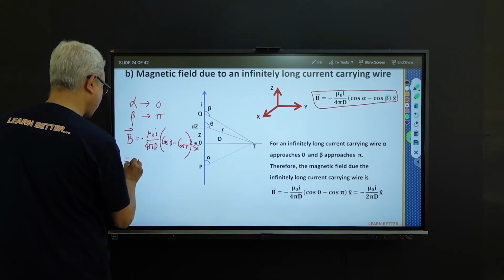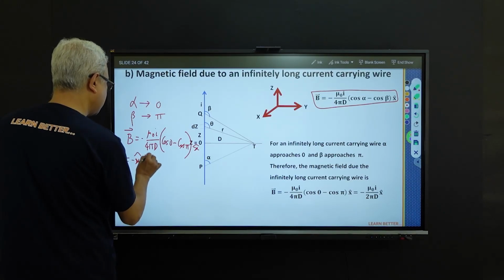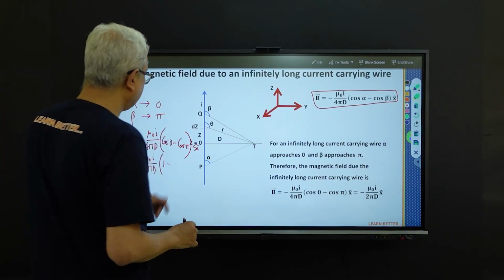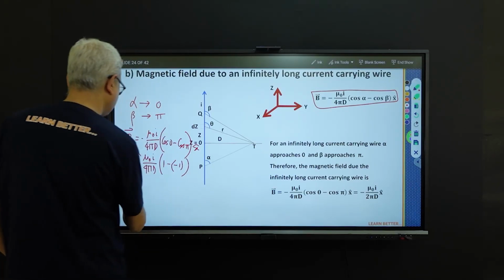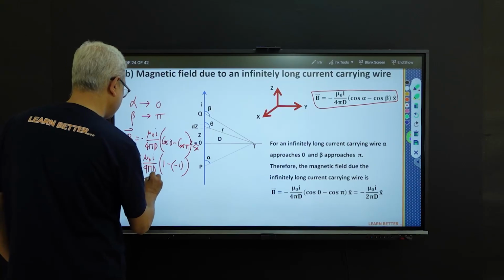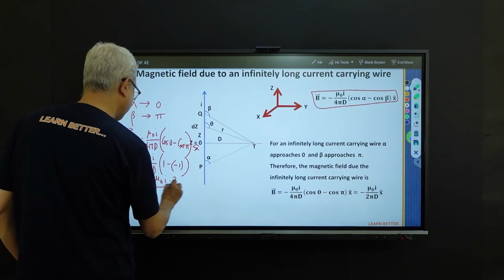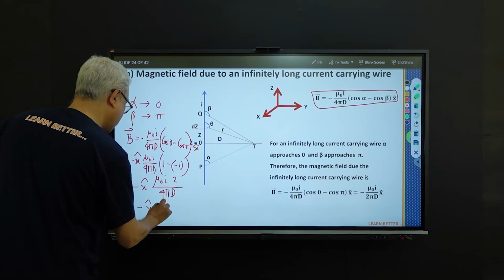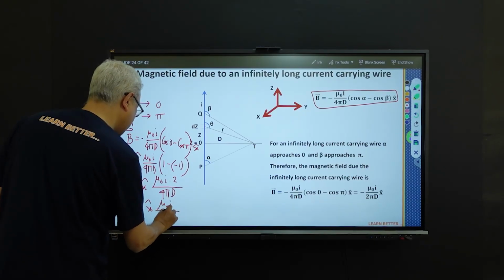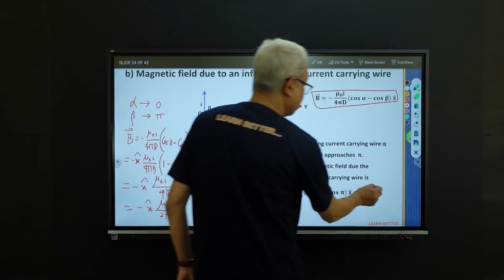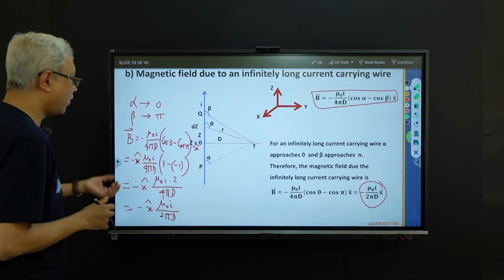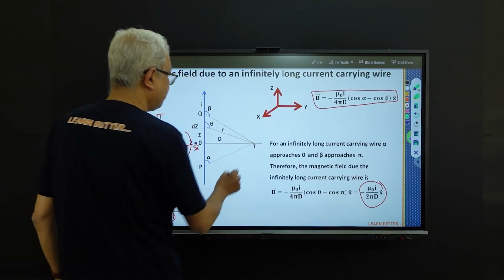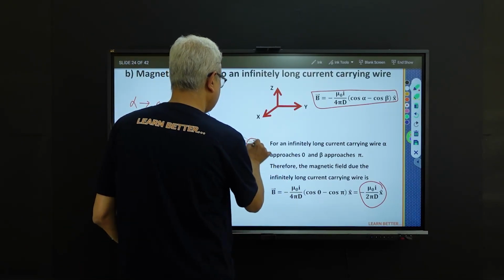So negative of x cap, mu naught I by 4 pi d, 1 minus cos pi, which is 1 plus 1. So it is negative of x cap mu naught I into 2 by 4 pi d, which is negative of x cap mu naught I by 2 pi d. This is the same expression that we obtained earlier for an infinitely long conducting wire. The field will be in the negative x direction, that means into the plane of the board.